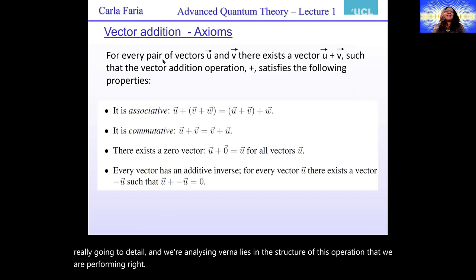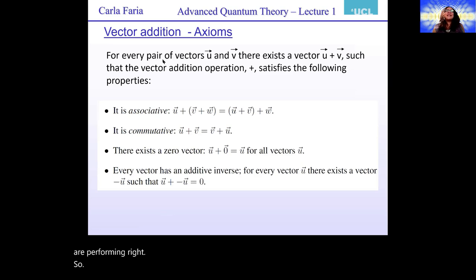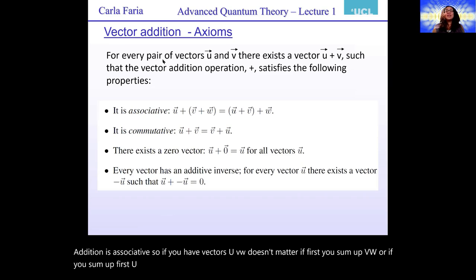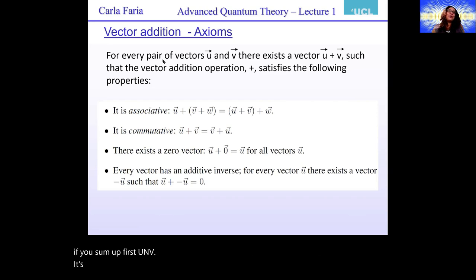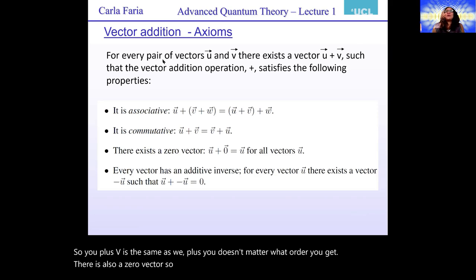So addition is associative. So if you have vectors u, v, w, it doesn't matter if first you sum up v and w, or if you sum up first u and v. It's also commutative. So u plus v is the same as v plus u. Doesn't matter what order you get. There's also a zero vector. So u plus this zero vector is going to be u for all vectors.